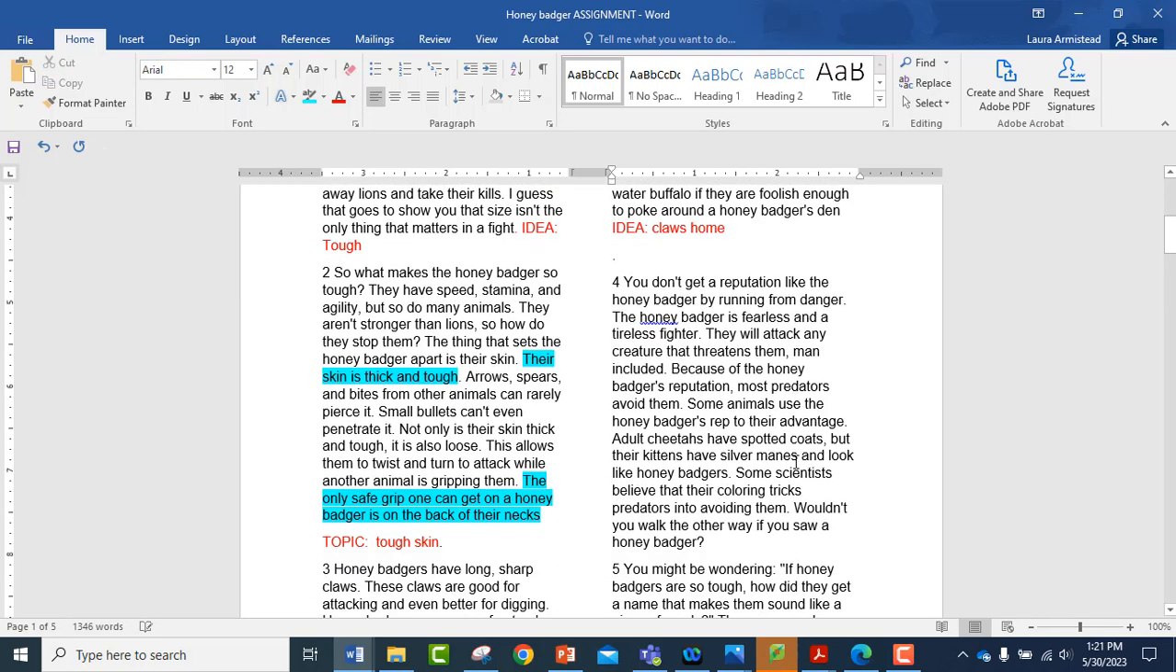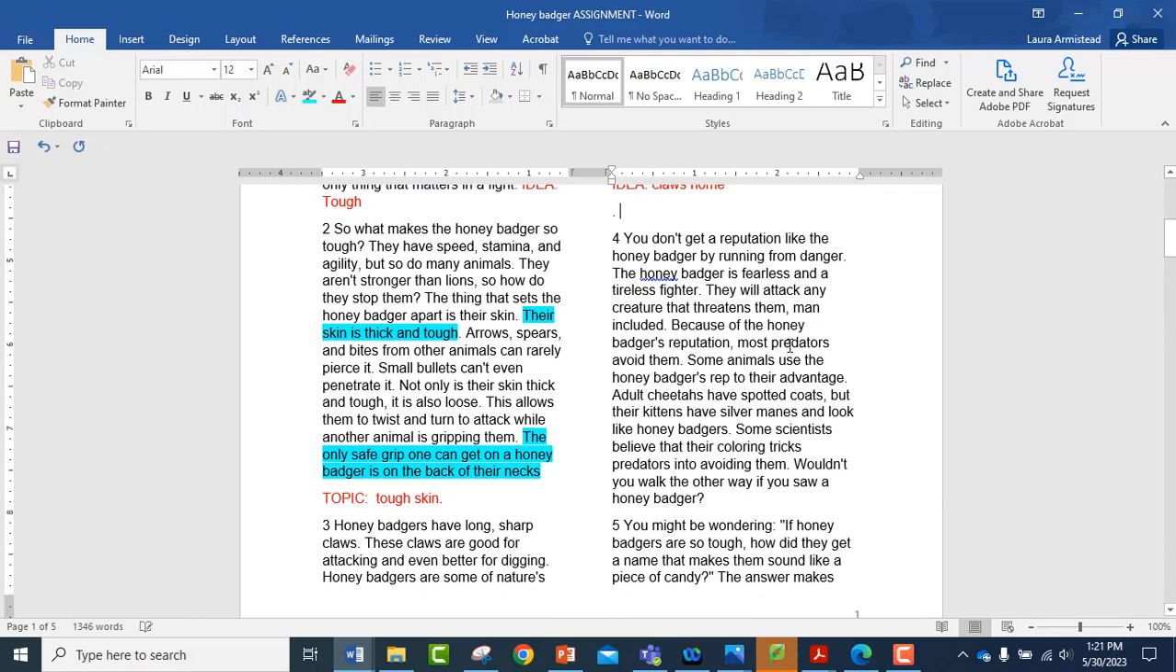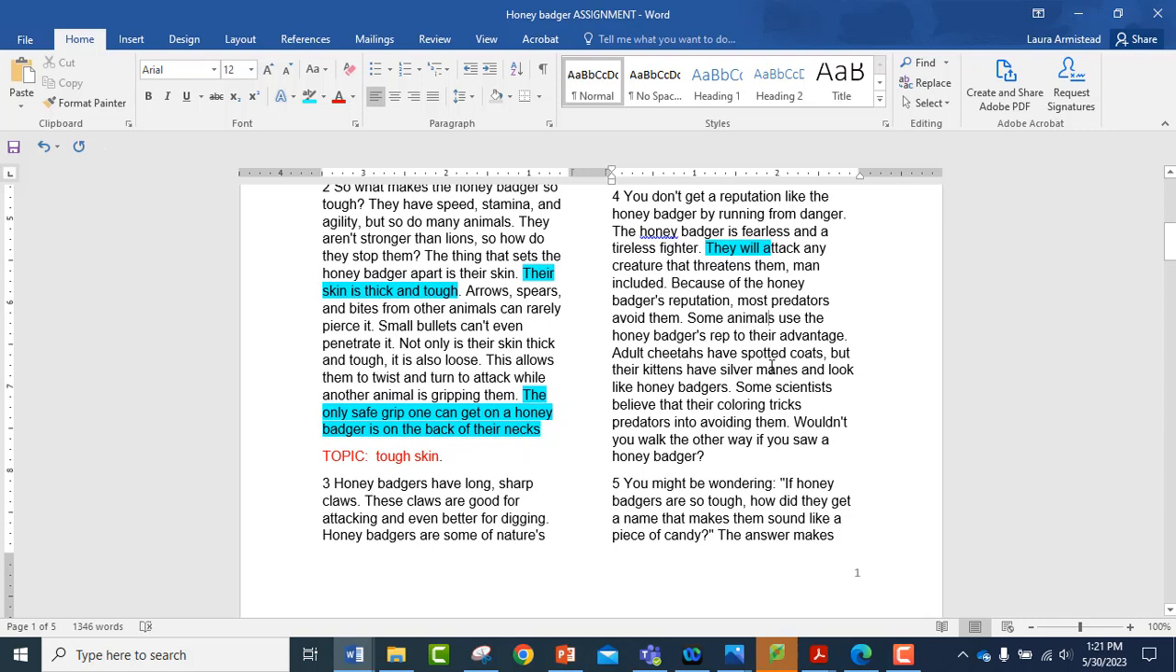Okay, moving on. You don't get a reputation like the honey badger by running from danger. The honey badger is fearless and a tireless fighter. They will attack any creature that threatens them, man included. Because of the honey badger's reputation, most predators avoid them.